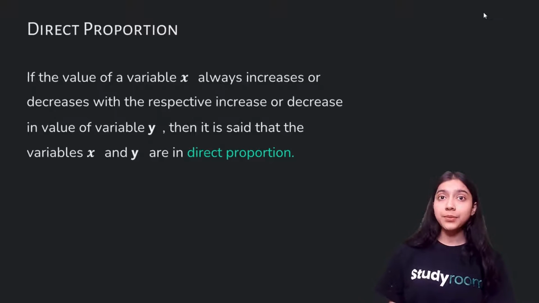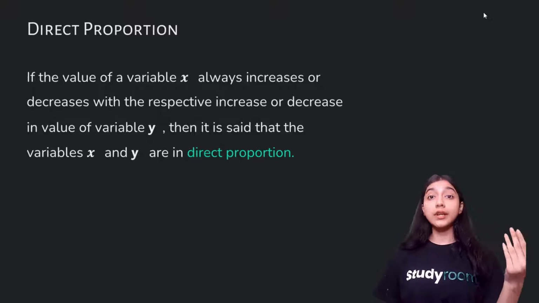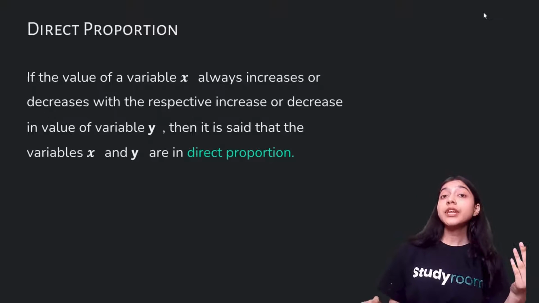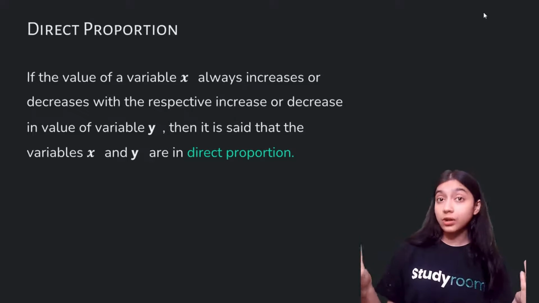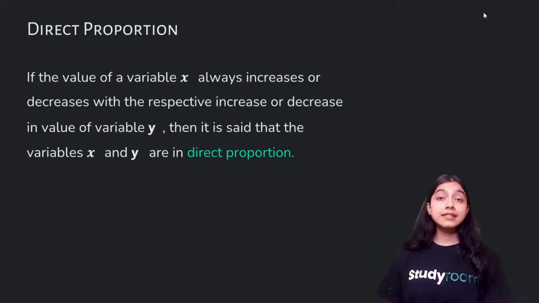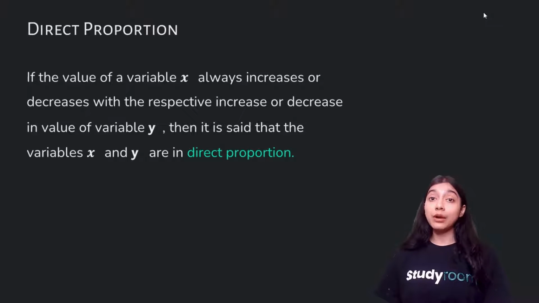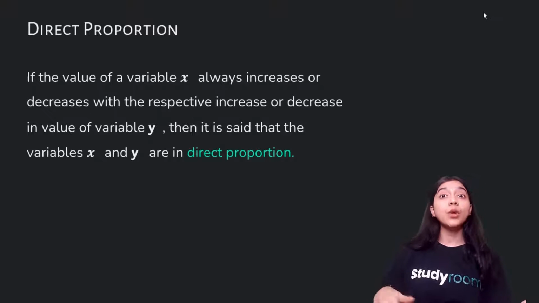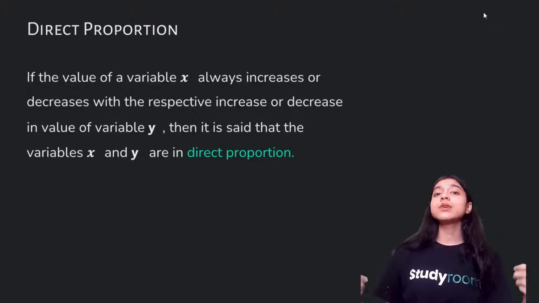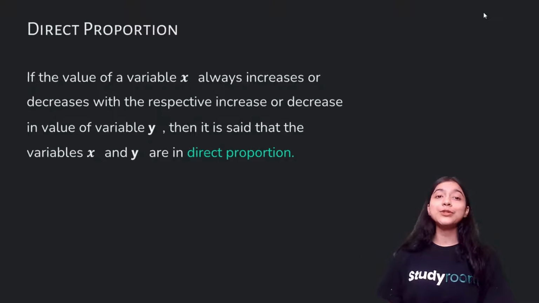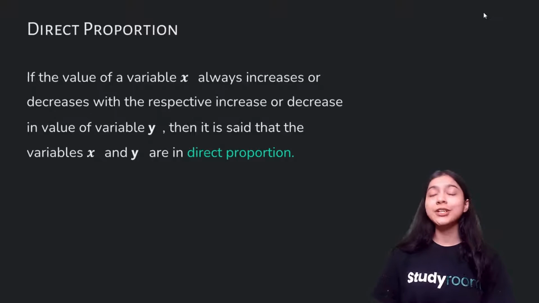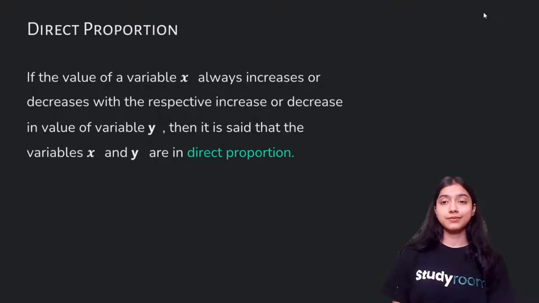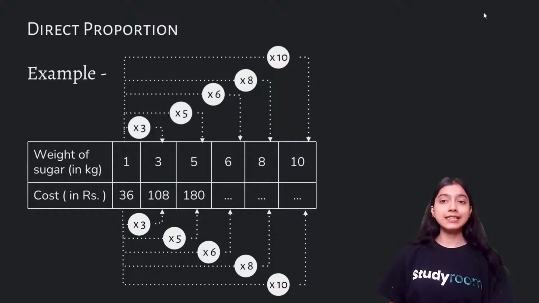As we discussed in example number 1, if we increase our quantity, then the amount that we have to pay, that is the cost, will also increase. Or we discussed in the second example, if we are increasing the amount of money that we are depositing, then the interest that we will be earning will also increase. So these two examples are basically examples of direct proportion. Here the variables x and y are directly proportionate to each other. Let's discuss an example now.